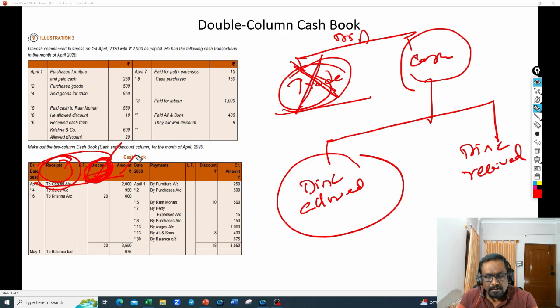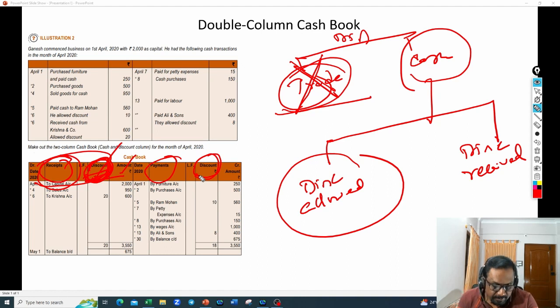Getting my point? Now, when do I receive the discount? When I make the payment. When I make the payment, I receive the discount. So that is the reason this discount is coming under payment side. So discount received comes under credit side.